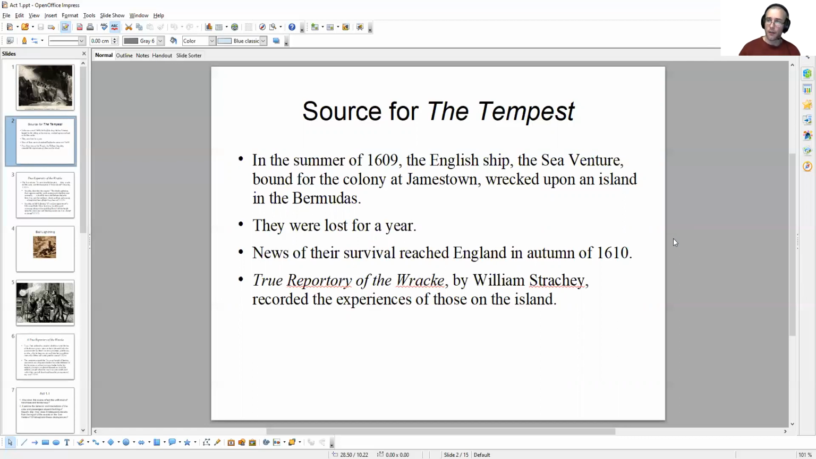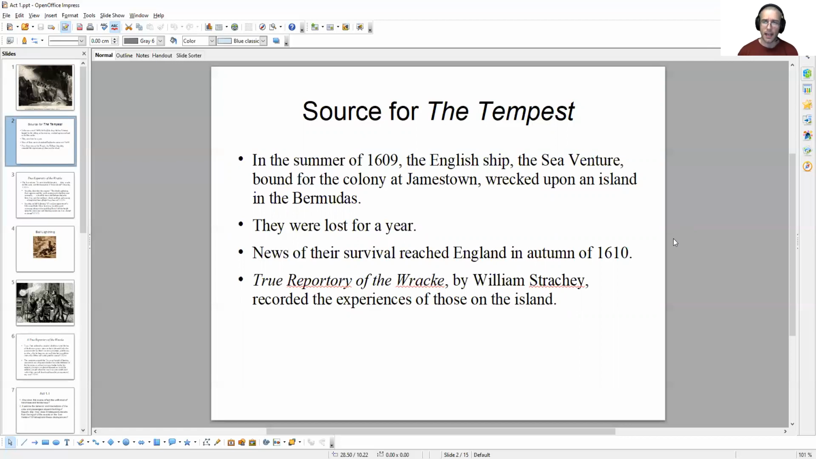Eventually, they were rediscovered and brought back to England. One of the survivors, by the name of William Strachey, composed an account of both the storm and the events that transpired on the island after they had crash landed thereon. News of their survival and this account reached England in around 1610.